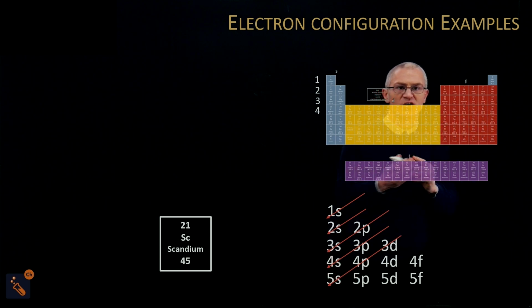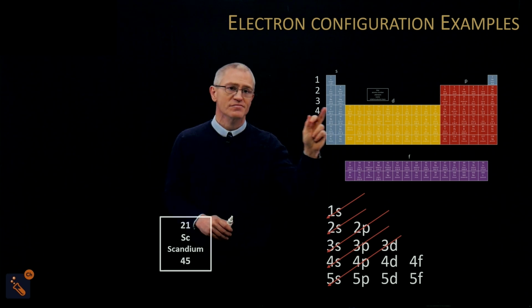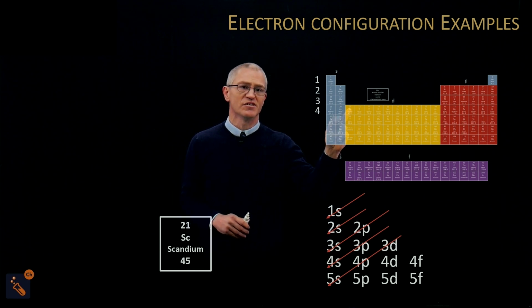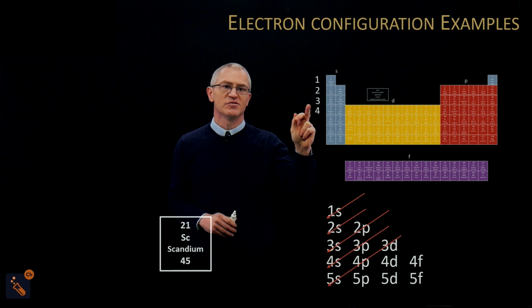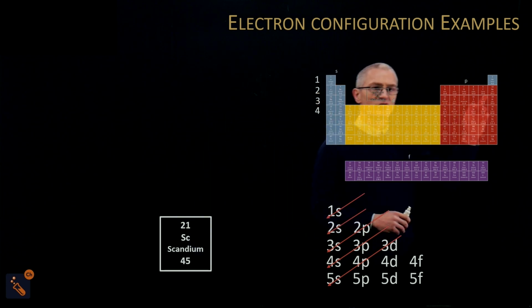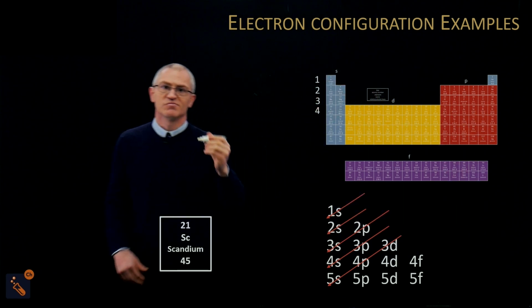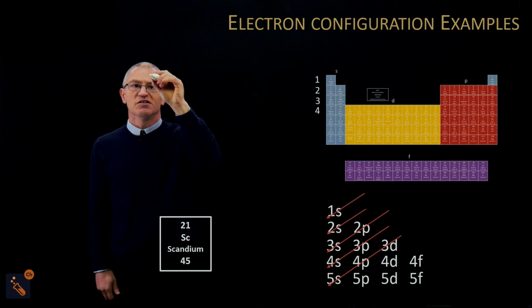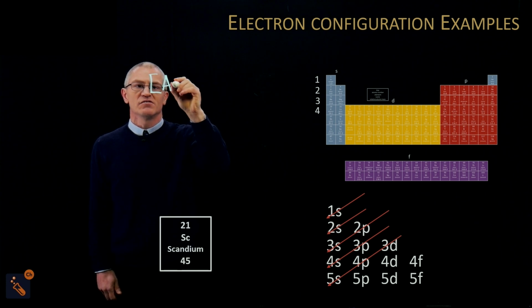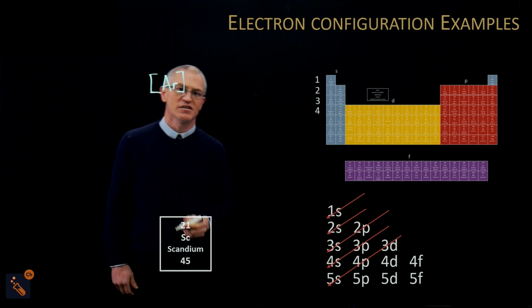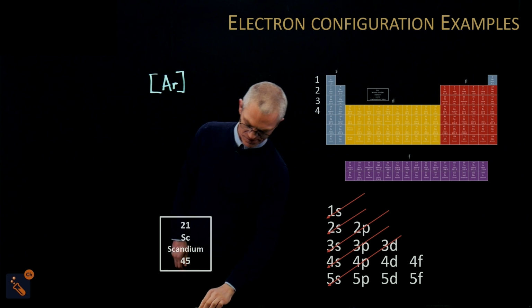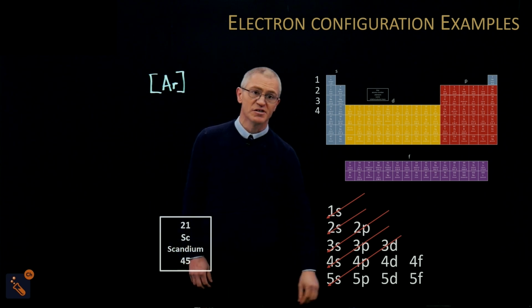So for example, I'm doing scandium, and here's scandium. Scandium's right there. So if I just track back on the periodic table, the one previous to scandium is going to be argon. So if you look here on argon, we can say, well, let's just say that we know the electron configuration of argon and put it in square brackets. And that's really important, you put it in square brackets.